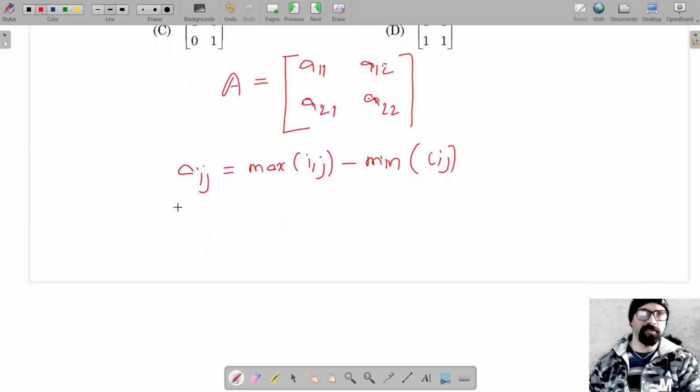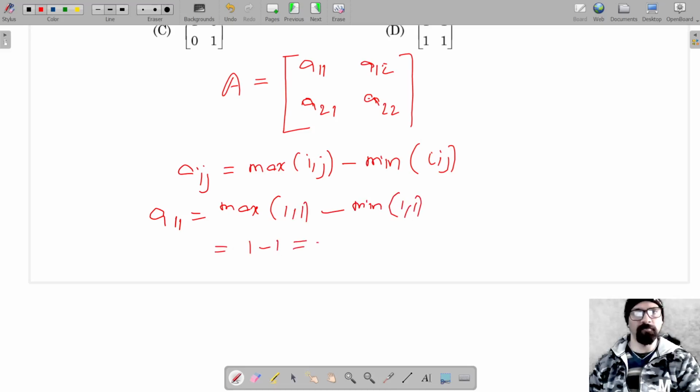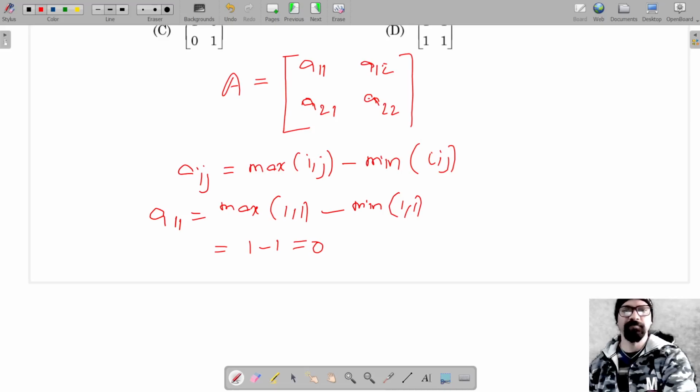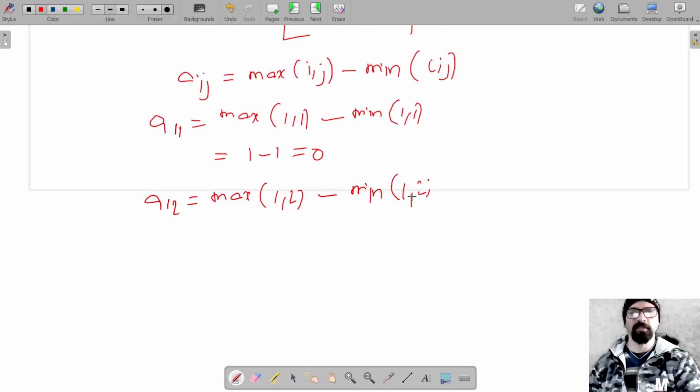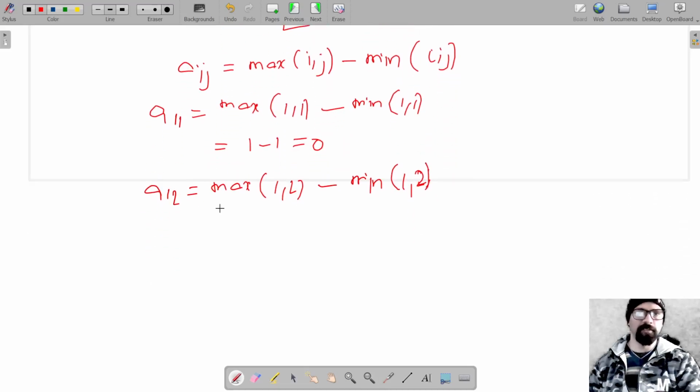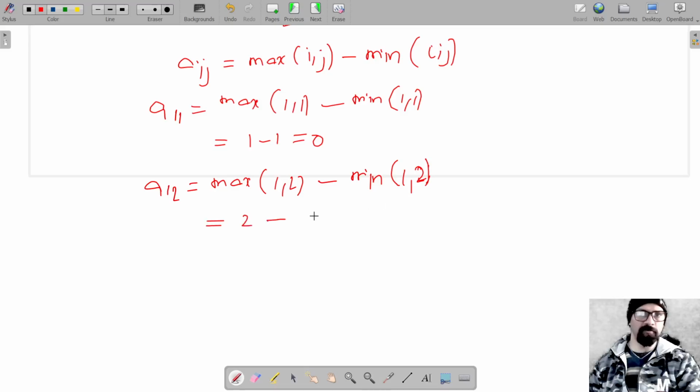Okay, let's try to get all these elements now. So a11 is equal to max of 1, 1 minus minimum of 1, 1. So here max is 1 and minimum is 1, so a11 is 0. So we have got the first element, a11 is 0. Now let's get a12. a12 is max of the row and the column minus minimum of the row and the column. So max out of 1 and 2 is 2, minimum out of 1 and 2 is 1.